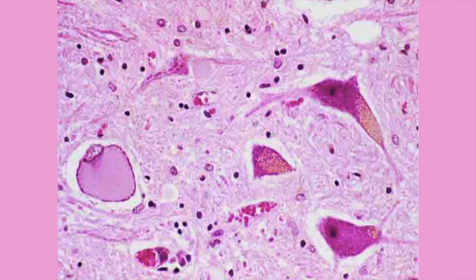Here's an H&E of normal alpha motor neurons and an alpha motor neuron undergoing chromatolysis. The nucleus is pushed off to the side, and its cell body is swollen.